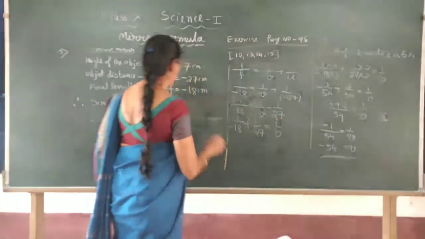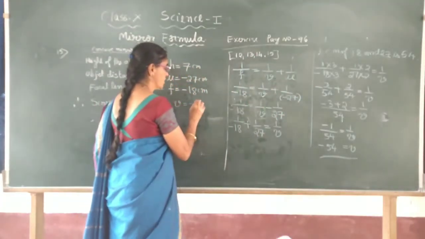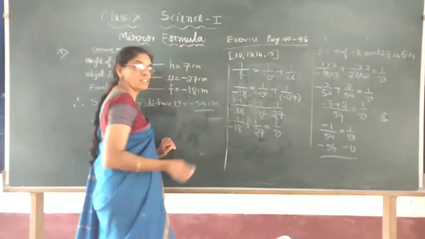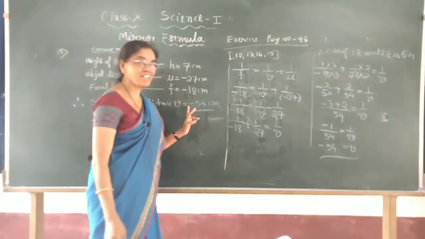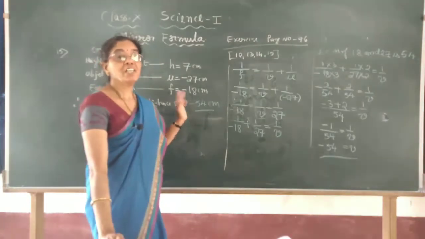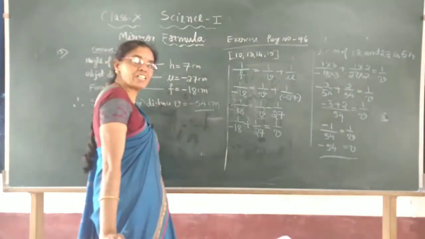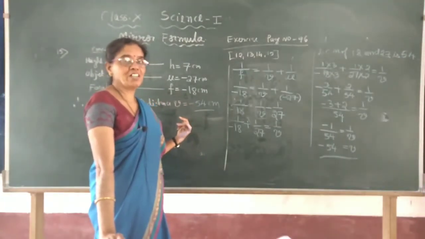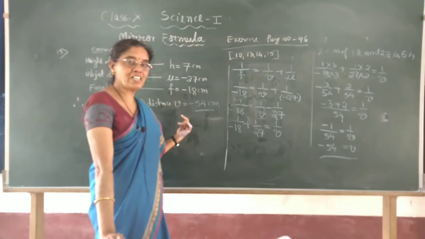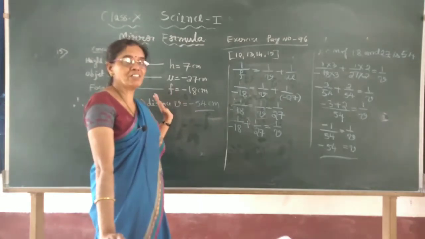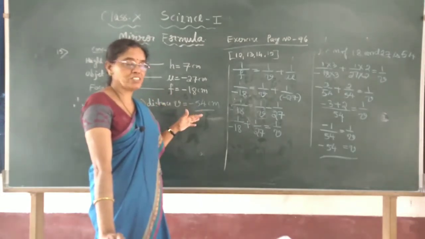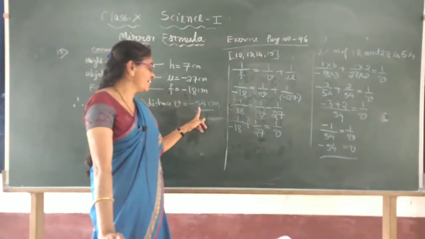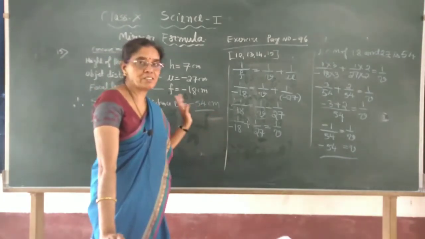So what is the image distance we got? It is minus 54 centimeter. The minus answer indicates the image is formed in front, on the left side of the concave mirror, because it's a real image, and you know in a concave mirror a real image is formed in front, and we can obtain it on the screen. So it will come in front, on the left side of the mirror, at a distance of 54 centimeter.